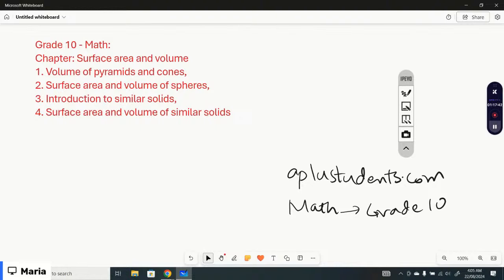We're going to start with the chapter surface area and volume. And the lessons we're going to cover today are volume of pyramids and cones, surface area and volume of spheres, introduction to similar solids, surface area and volume of similar solids.